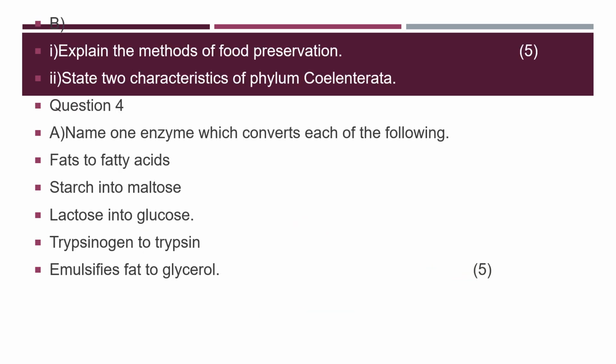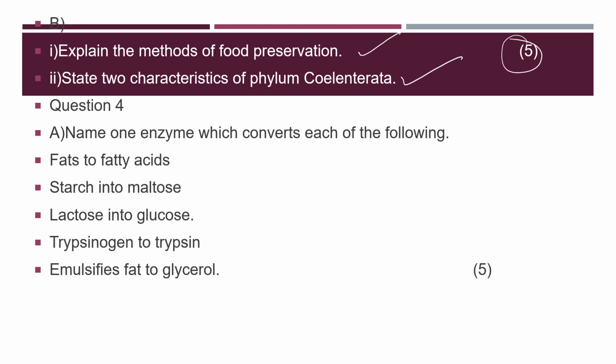Now here the question starts. Explain the methods of food preservation and state 2 characteristics of phylum Coelenterata. Okay, so these are the 2 questions completing the question number 3. So these 2 also having 5 marks. Next comes question 4. That is, name one enzyme which converts each of the following.